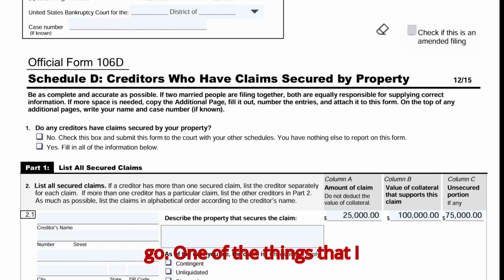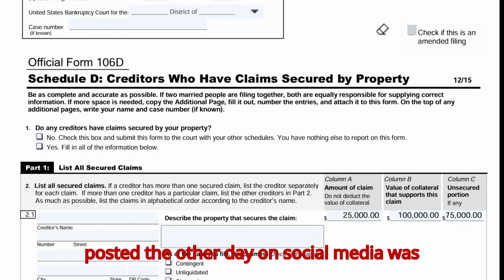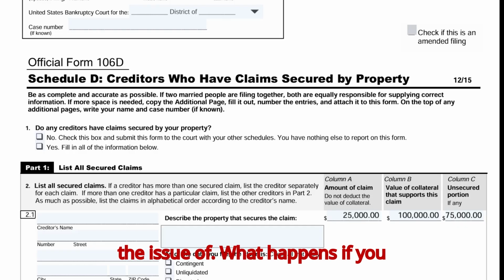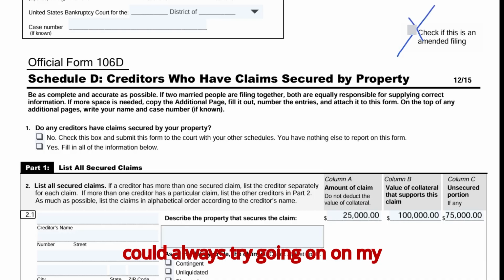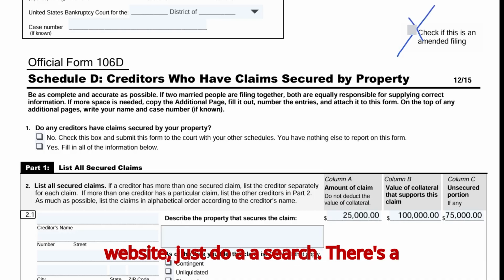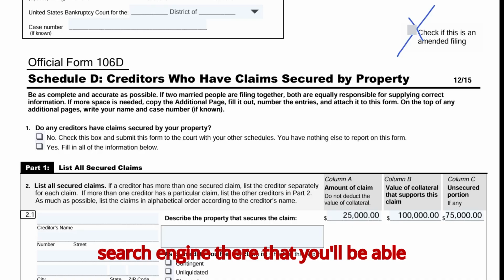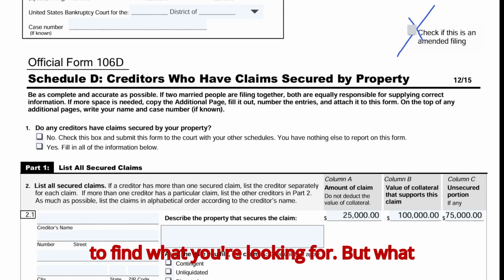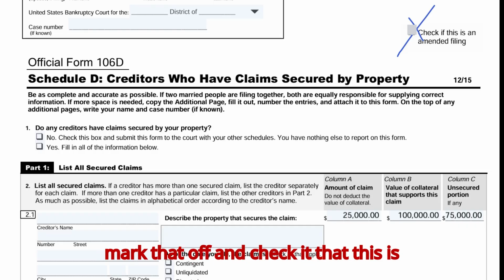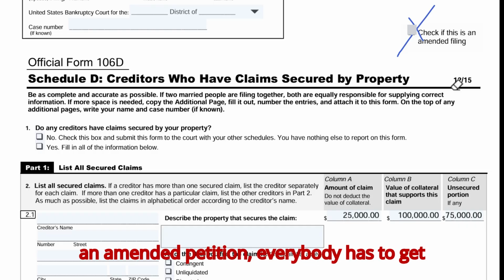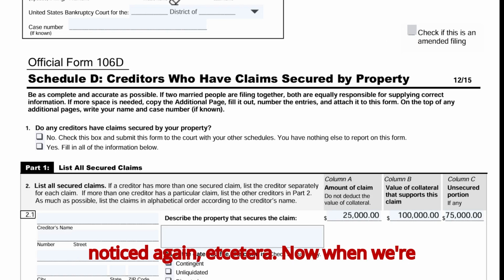There we go. One of the things that I posted the other day on social media was the issue of what happens if you forgot a creditor. And whatever I say, you could always try going on my website. Just do a search. There's a search engine there that you'll be able to find what you're looking for. But what happens if you forgot a creditor? So if that's the case, remember you have to mark that off and check it that this is an amended petition. Everybody has to get notice again, etc.